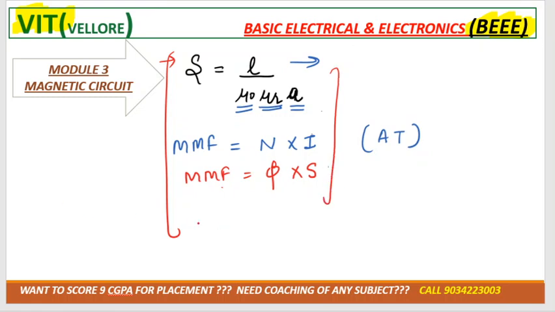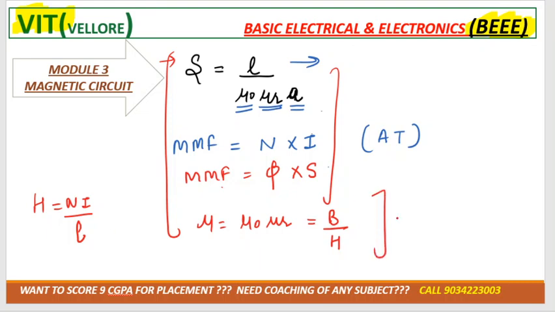Write it down. One more thing, mu is equal to mu naught into mu r, that is B over H. Okay, B is the magnetic flux density, H is the magnetizing force, and related to this, we'll have the H formula also. H is equal to N into I divided by L. Okay, let's do one question, then it would be more clear to you. One more thing, mu naught is equal to 4 pi into 10 raised to power minus 7. Got it?